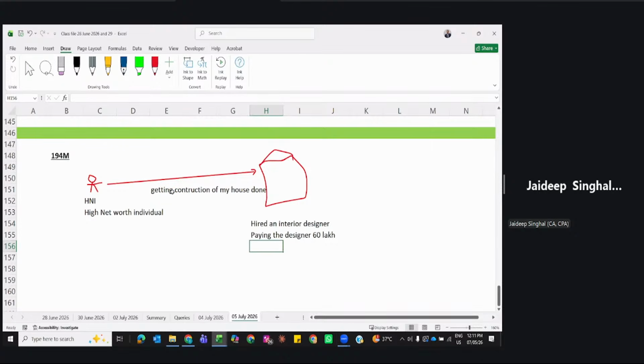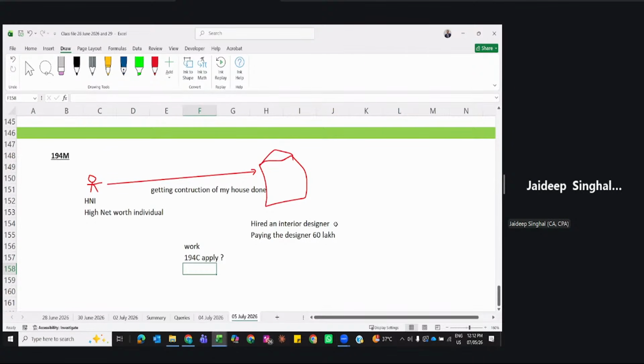Will TDS apply in this case? Will any other section apply? This will be counted as work. Will 194C apply here? Think, will 194C apply? It is a personal contract. Will 194C apply? The answer is no. 194C will not apply. But the government wants to track this.